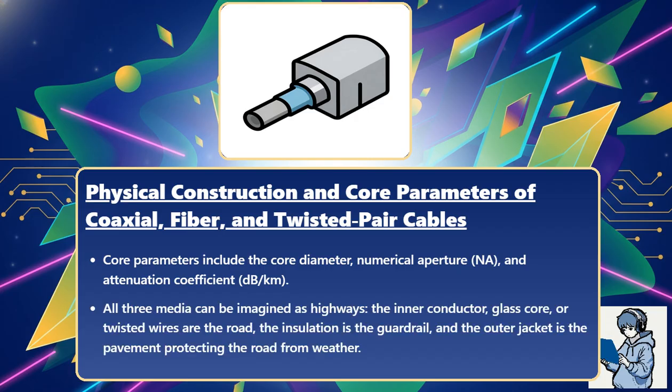All three media can be imagined as highways. The inner conductor, glass core, or twisted wires are the road, the insulation is the guardrail, and the outer jacket is the pavement protecting the road from weather.